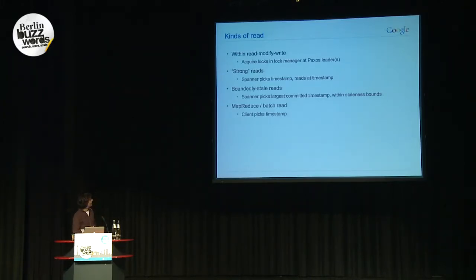And there are boundedly stale reads. This is pretty useful if you've got slaves in a bunch of different data centers, and you just want to know that the data you're reading is 5 or 10 seconds old. Spanner will pick a timestamp that's the largest committed timestamp that still falls within your staleness bounds. And if at that replica, the largest committed timestamp doesn't fall within your staleness bounds, you'll have to look for another replica.